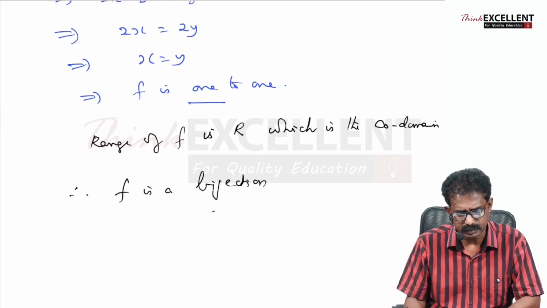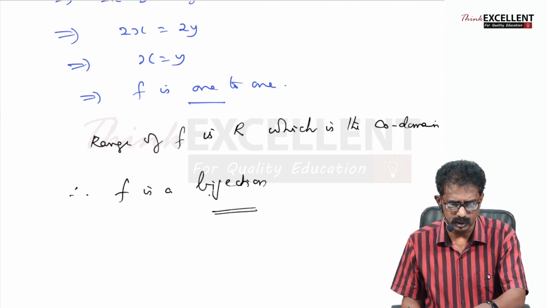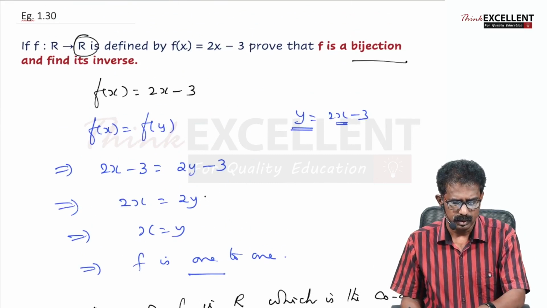This is one method. So the main work is proving one-one. To prove onto, it is just some writing work only. So remember the steps. Okay, so the first part is over.